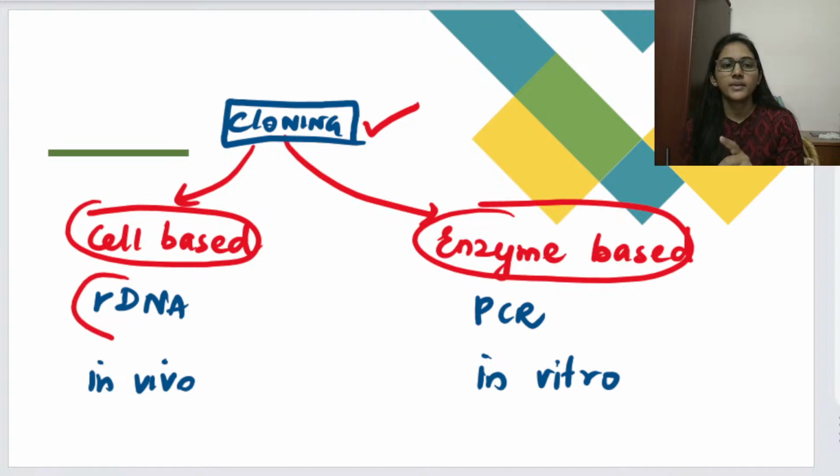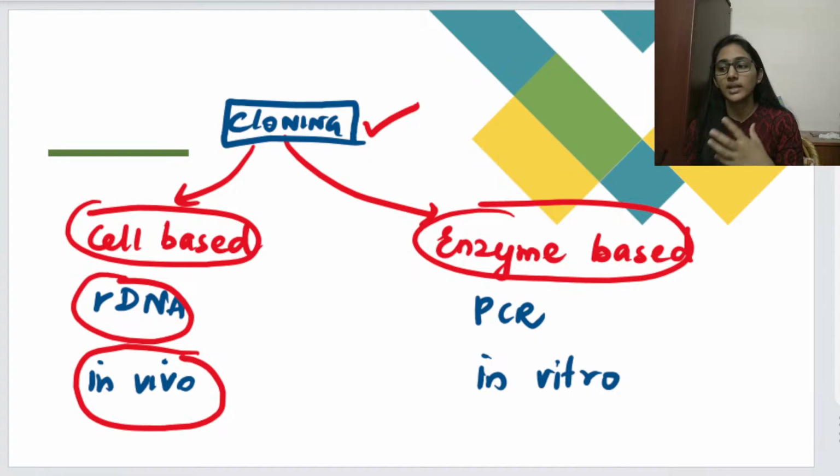So here in recombinant DNA technology, we are using cell-based techniques. That is, we produce a recombinant DNA, introduce it into the host cell, and allow it to multiply inside the host cell. That is the cell-based technique, and that is an in vivo technique because we are utilizing the cell's machinery. We are utilizing the cell's protein synthesizing machinery to produce multiple copies of our DNA of interest.